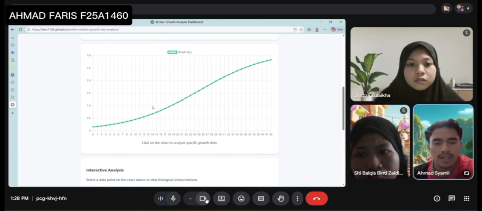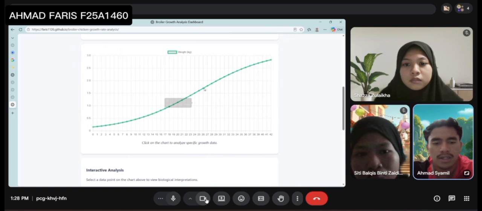At the beginning, the curve rises slowly because young chickens are still developing. Between approximately day 15 and day 30, the curve becomes steeper, indicating rapid growth. And after day 30, the curve gradually levels off as the chickens approach their mature body weight. This S-shaped pattern is known as the logistic growth curve, which is commonly observed in broiler production.